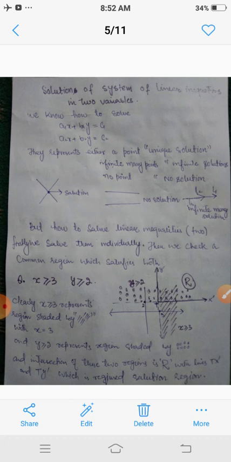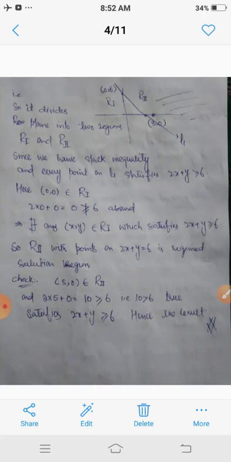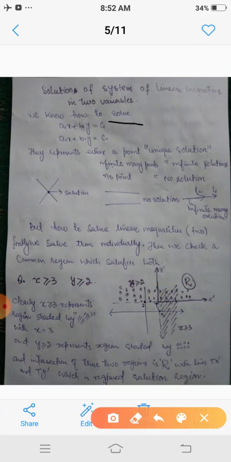two variables. You know how to solve linear equations in two variables, a1x plus b1y equals c1 and a2x plus b2y equals c2. So this is the system of linear equations. There are a number of methods to solve this. And after solving, there are three possibilities.